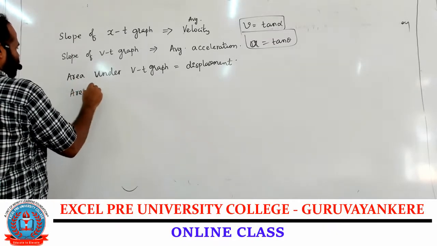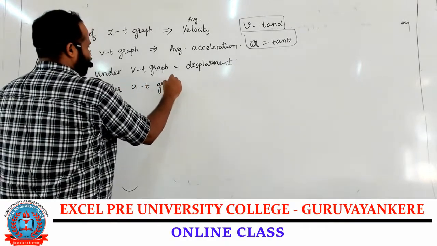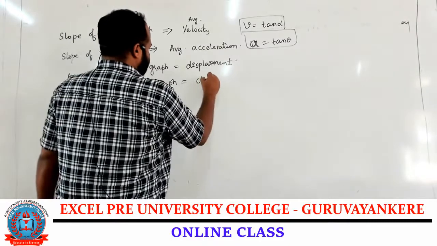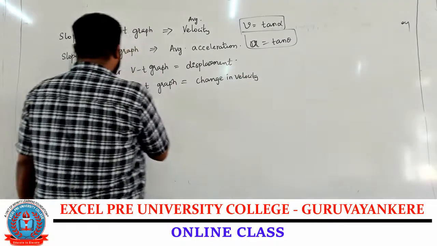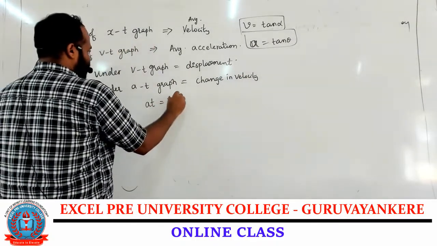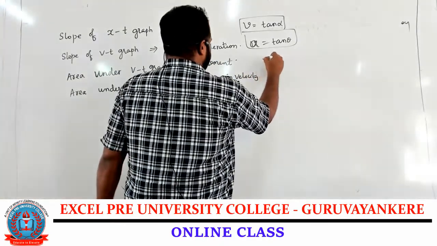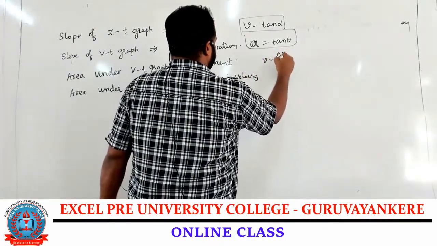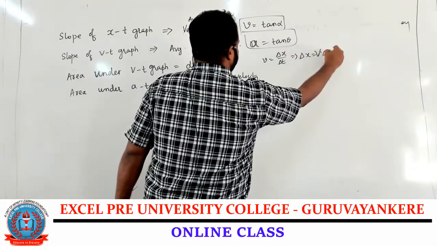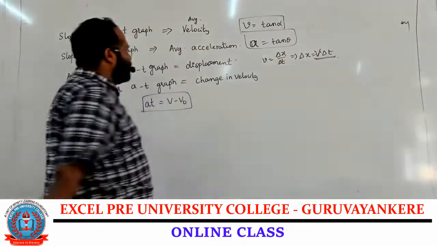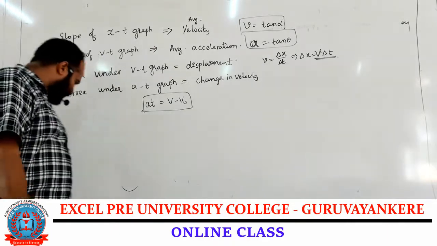Next, area under AT graph gives change in velocity. ಇದನ್ನು ನೋಡಿದ್ದೇವೆ. AT ಗ್ರಾಫ್ ಇದೆ, ಏರಿಯಾ AT, ಚೇಂಜ್ ಇನ್ ವೆಲಾಸಿಟಿ V minus V naught. ಇಲ್ಲಿ velocity is displacement by time. So displacement delta x is V into delta t. V into delta t is the area under VT graph. Clear or not? So this is what we have seen in the last class.